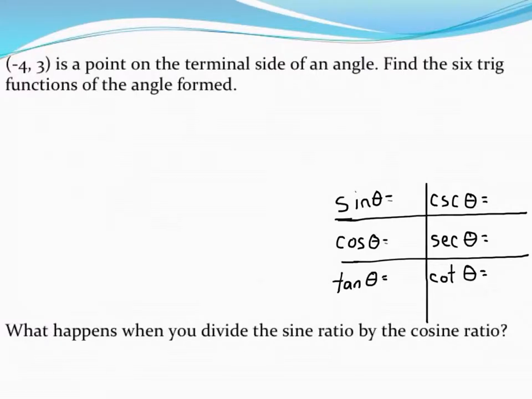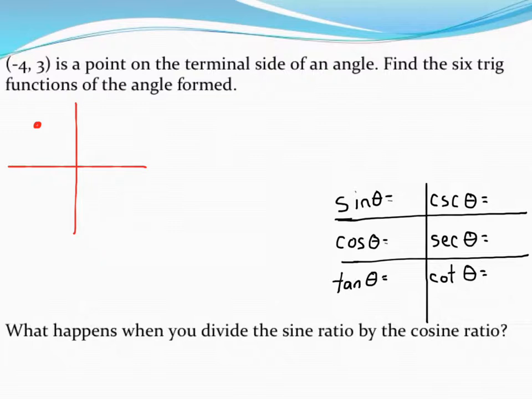Let's begin this problem by making a sketch of what's going on. So they tell me that the point (-4, 3) is a point on the terminal side of an angle. What's going to be important is to know what quadrant the point (-4, 3) is in. I don't need to graph this any more accurately than that. I just need to know that the point (-4, 3) would be somewhere here in quadrant 2.